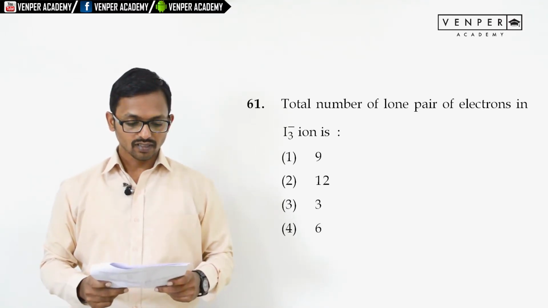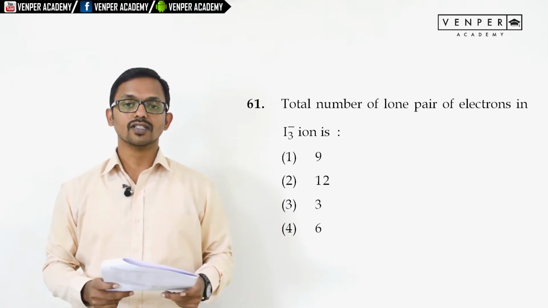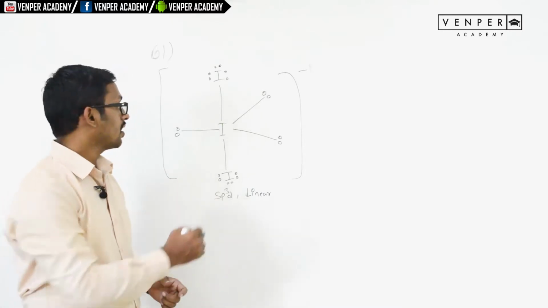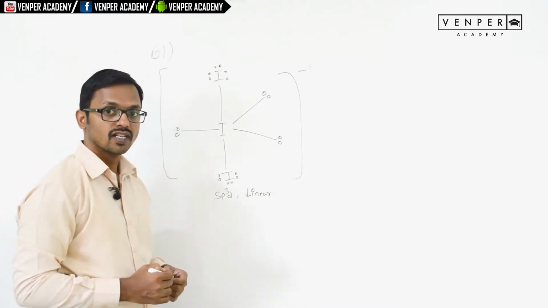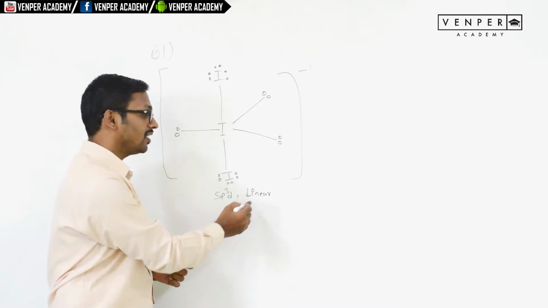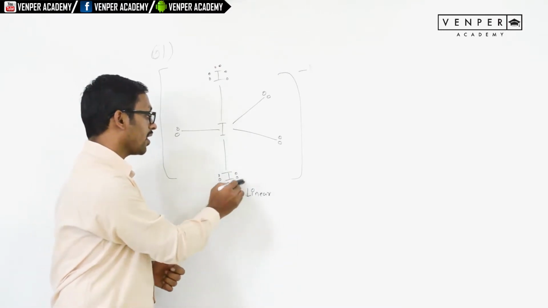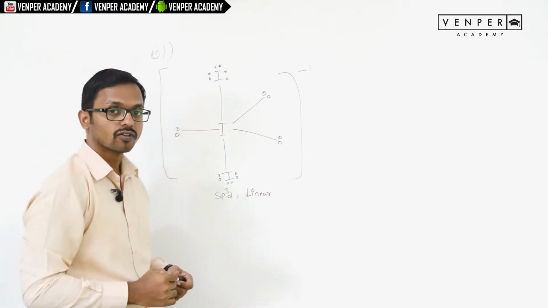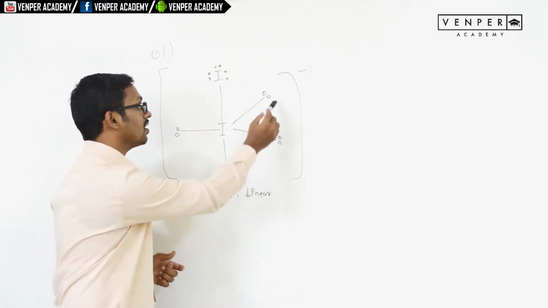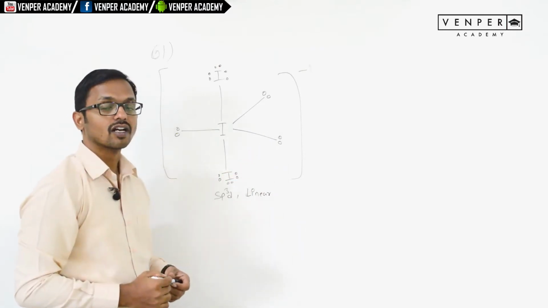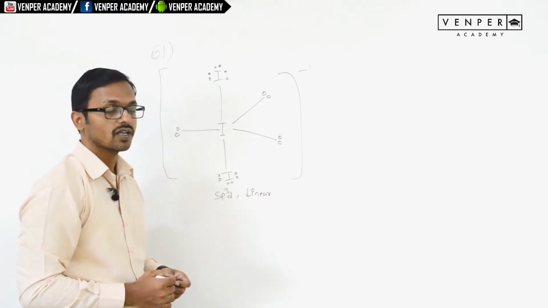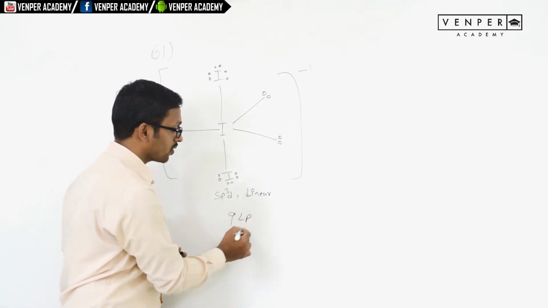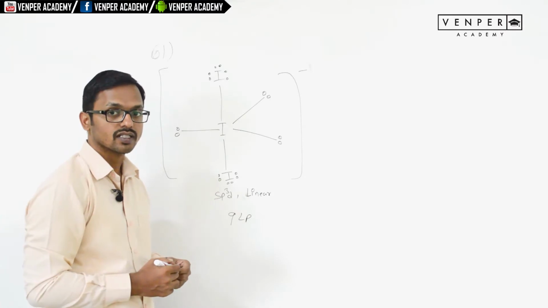Question number 61. The total number of lone pairs of electrons present in I3 minus ion is, in I3 minus, I has sp3d hybridization and linear shape. Here this iodine has 3 lone pairs of electrons and this iodine has 3 lone pairs of electrons, and we have 3 lone pairs of electrons which are not involved in any bond formation. So totally we have 9 lone pairs of electrons. So in the given 4 options, option 1 is correct.